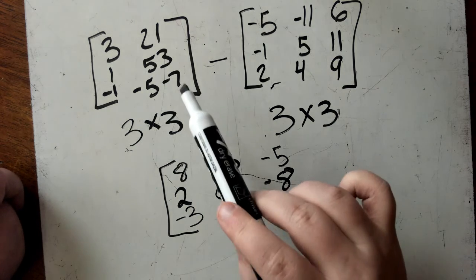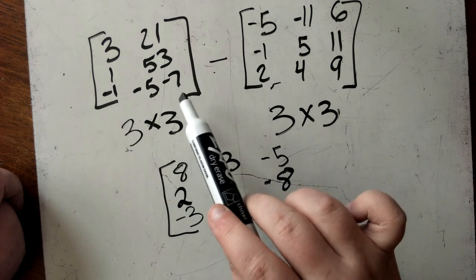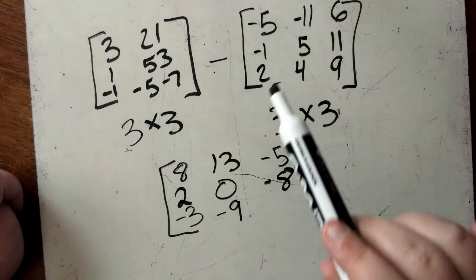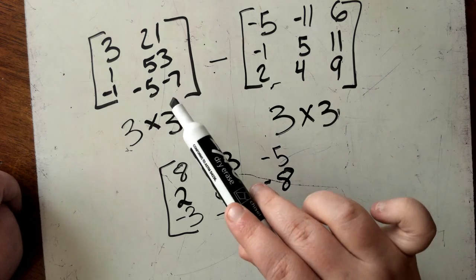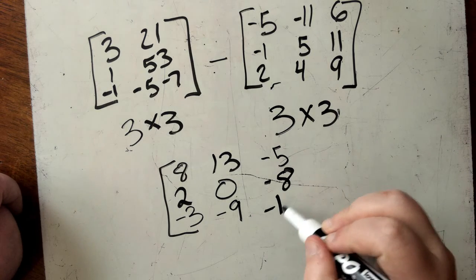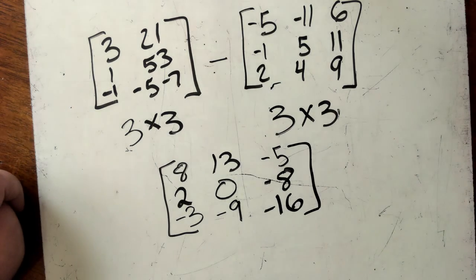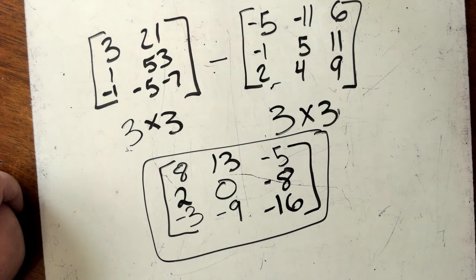And then our very last entry, the entry in the third row in the third column, is -7 minus over here, third row, third column, 9. So -7 minus 9, and -7 minus 9 would give us -16. So this matrix right here would be our final answer. Alright, so that's just a couple of extra examples for you guys on using some of these properties we've talked about with matrices.